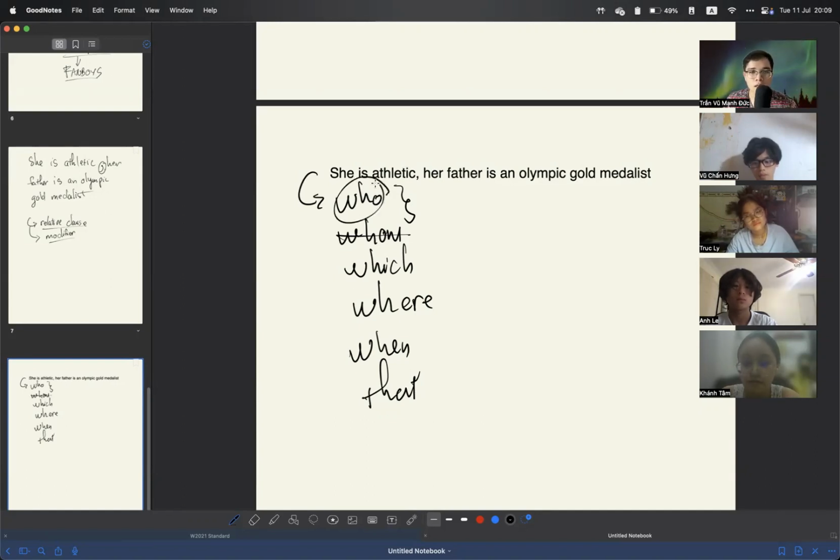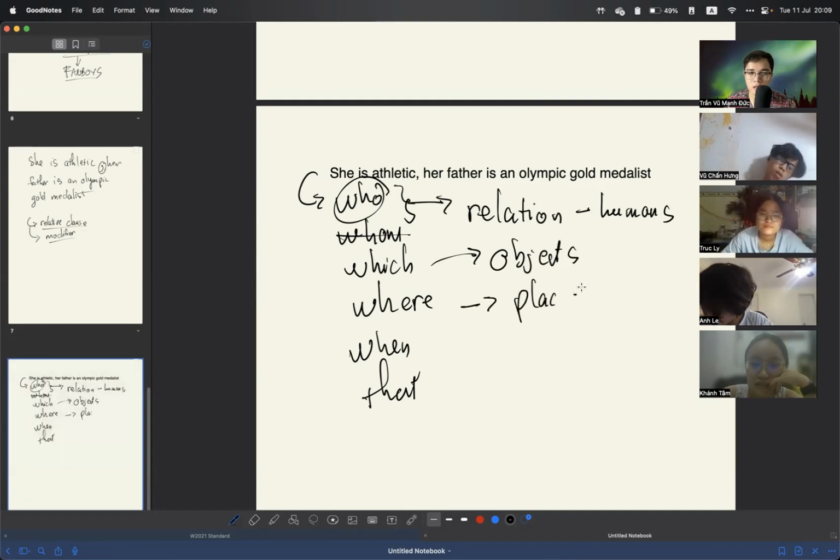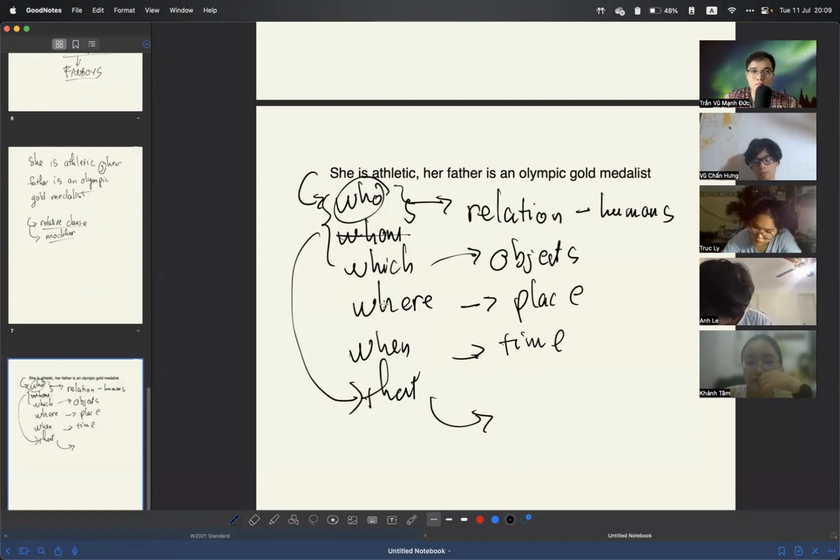Firstly, who is used to show relation to humans. Which is used for objects. Where is the place. When is the time. And that is used for who and which. I'm going to give an example of a relative clause.